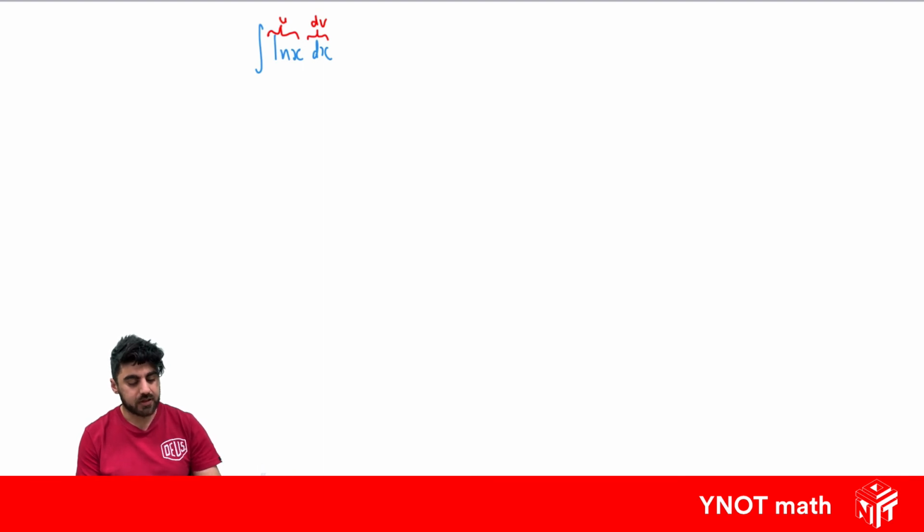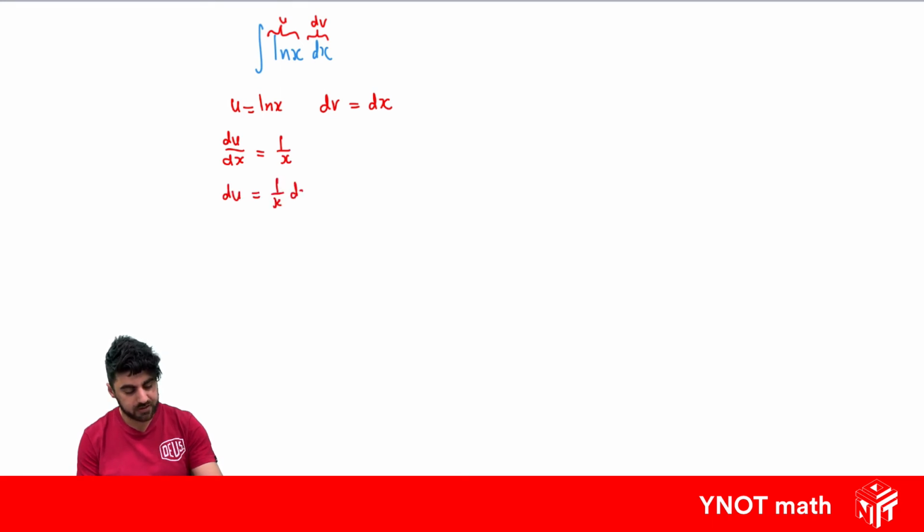And here it would be silly to let ln x equal dv, because that'd just be the original question, because we'd just be asking how do we integrate ln x. So if u equals ln x and dv equals dx, du dx is going to be 1 on x, which means that du will equal 1 on x dx, and v, integrating both sides, we're just going to get v equals x.